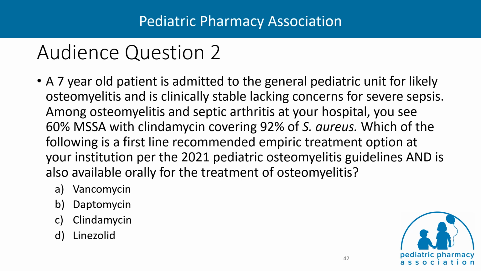All right, question 2. A 7-year-old admitted to a general pediatric unit for likely osteo and is clinically stable, lacking concerns for severe sepsis. Among osteomyelitis and septic arthritis at your hospital, you see 60% MSSA with clindamycin covering 92% of Staph aureus. Which of the following is a first-line recommended empiric treatment option at your institution per the 2021 guidelines and is also available orally for the treatment of osteo? So take a few seconds again to think about that.